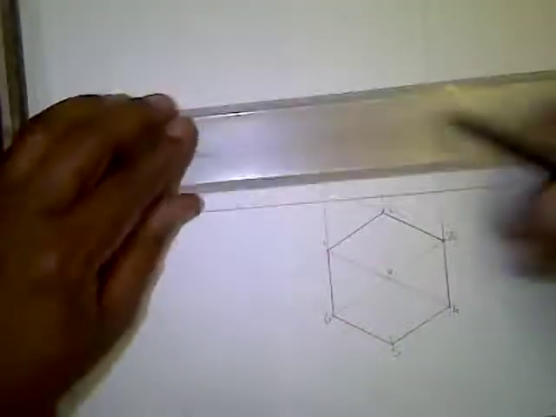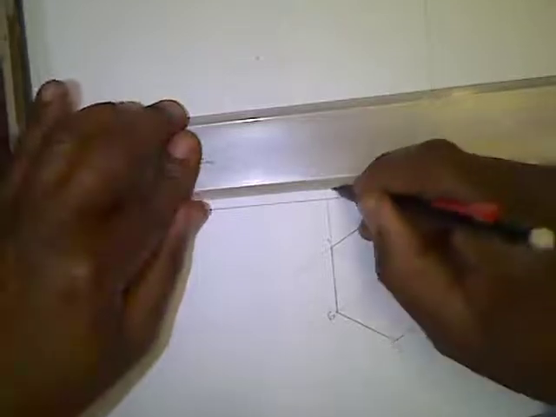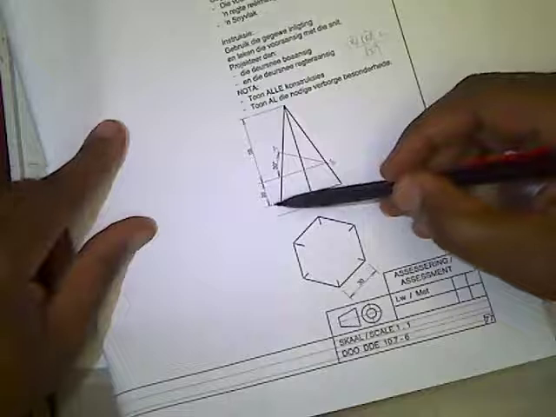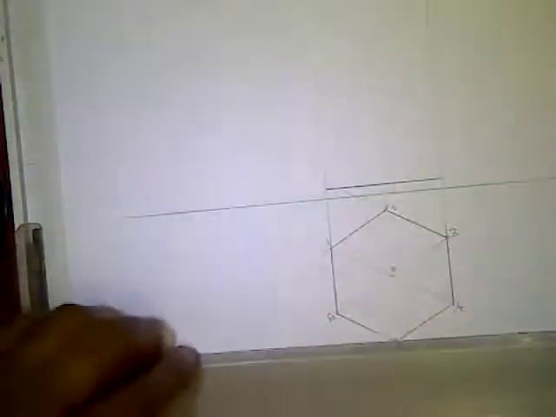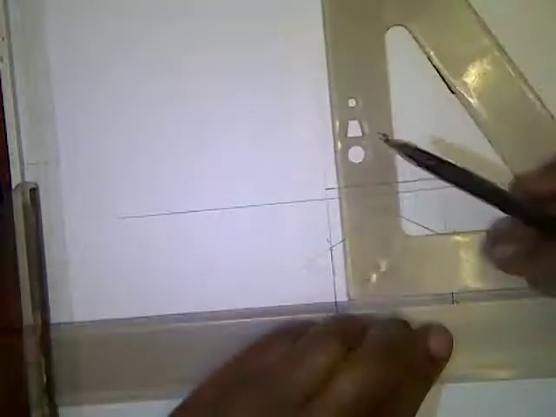Right. That will inform me of my base. Here is my ground line. There is my base of my hexagon. And then I've been given the height of 20 millimeters and 55. Right. Maybe here, I'll take it from here, 20 and 55.